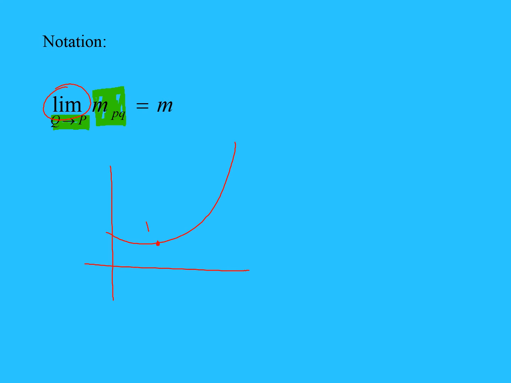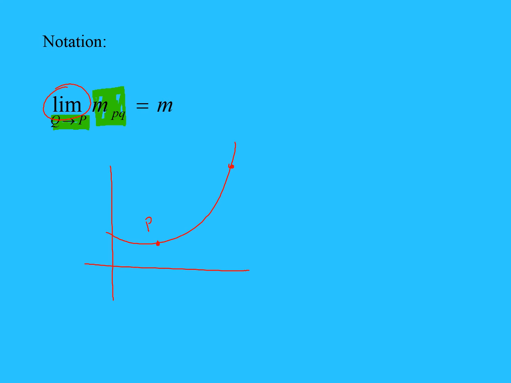Now, let's look at our limit notation that we're going to be using to describe what we've just done. Now, this lim here stands for the limit. That's the limiting process. Now, look at this piece right here. If we looked at just this piece, m sub PQ, that represents the slope of our secant line. Now here we have as Q approaches P.